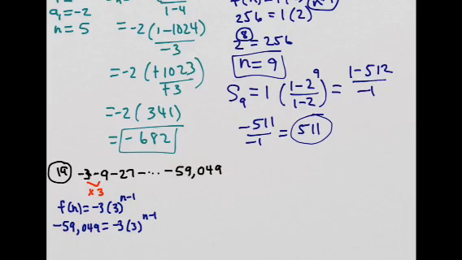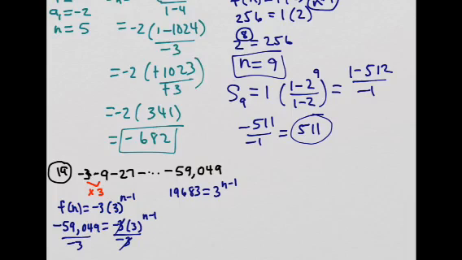And then the next thing I'm going to do is divide by negative 3. Okay, so we're going to cancel that. And so negative 59,049 divided by negative 3 is 19,683. So 19,683 equals 3 to the n minus 1.